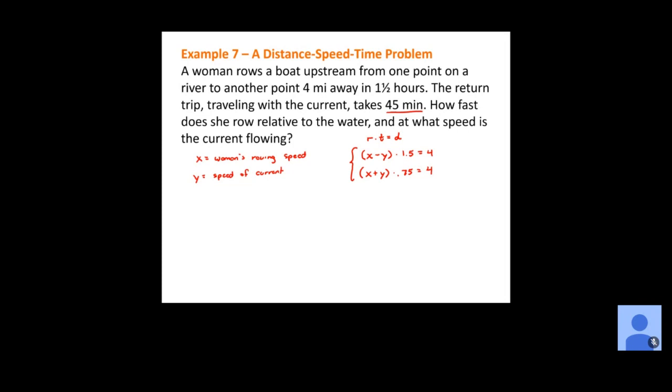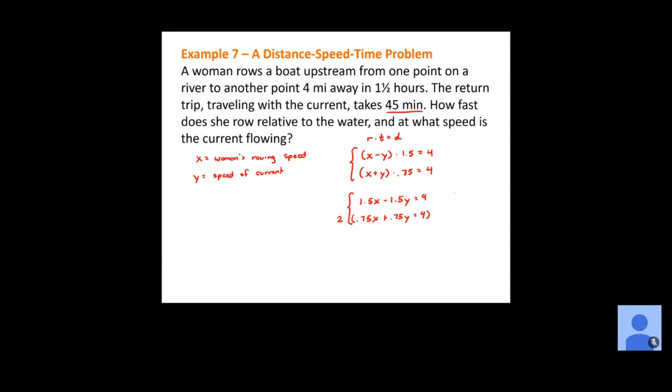Now we need to solve, right? We can use any of our methods that we want to. First thing we need to do, though, is distribute so that we can get this to look like the equations we had in the past examples. We're going to have 1.5x minus 1.5y equals 4. And down here we'll have 0.75x plus 0.75y equals 4. Now, I notice here that I can easily multiply one of these equations and use elimination. But again, if you want to use substitution, that's fine. If you want to graph, that's fine, you could do that too. I'm just going to multiply this bottom equation by 2, and then I can use my elimination method.